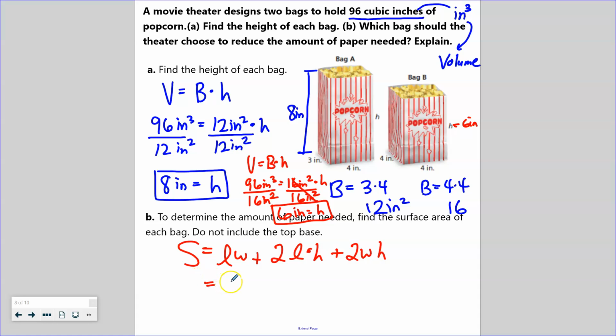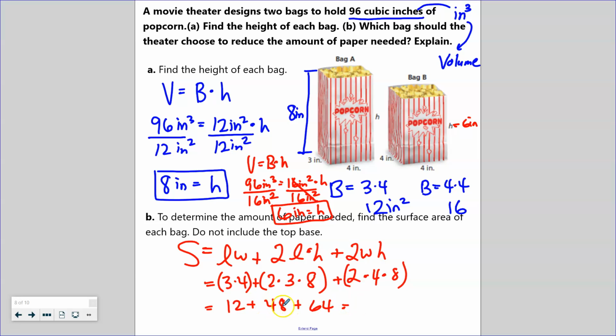So this is going to equal 3 times 4 plus 2 times the length times the height, 3. If we're just putting it in order, just so you see it in order: 2 times 3 times 8, and then plus the front, which would be 2 times 4 times 8. And we'll work all that out. We get 12 plus 24 times 2 is 48, plus 8, 64. And so together, this makes 124 inches squared. That's for the tall bag.